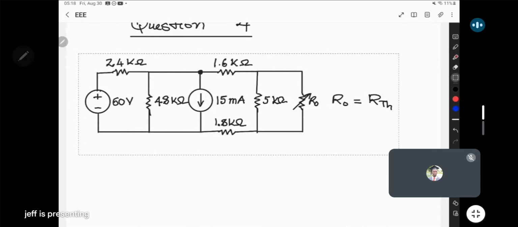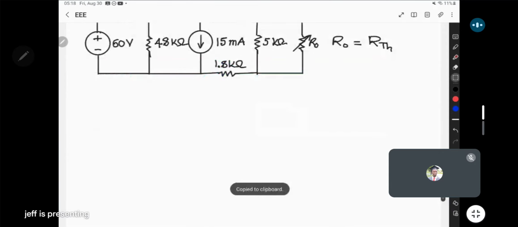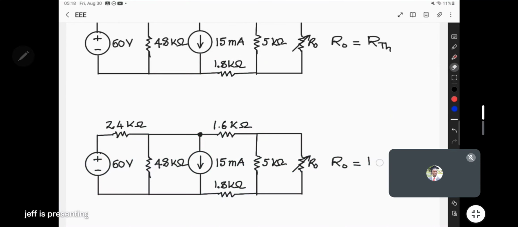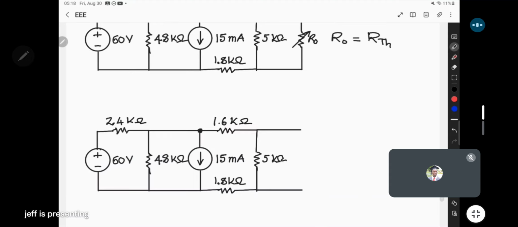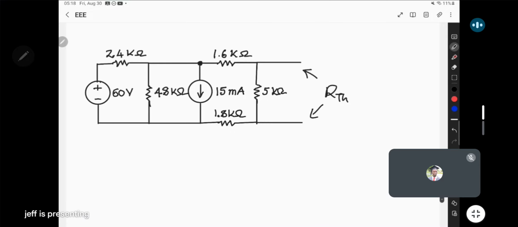So copy the circuit and then just omit the load from there. So remove the load. With the load out of the way, now we have this circuit. So we now want to find the total resistance viewed from where the load was. So with something like this, how do we get the total resistance?